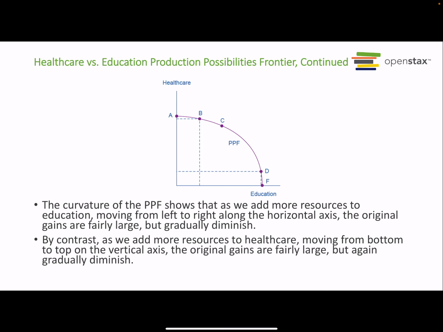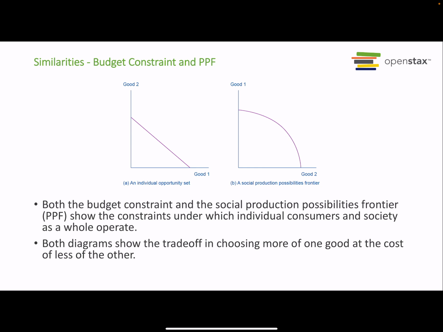In contrast, if we go the opposite way, again, the original gains are pretty big, but then they will diminish as well. So again, our budget constraint and PPF models are very similar. Okay. They're both showing constraints where individuals or society have to operate. Again, the idea of scarcity, right? We have limited resources. They both show the trade-off. If I want one more of this, I have a cost. I have to give up more of the other, okay?